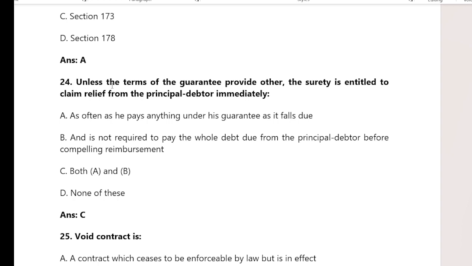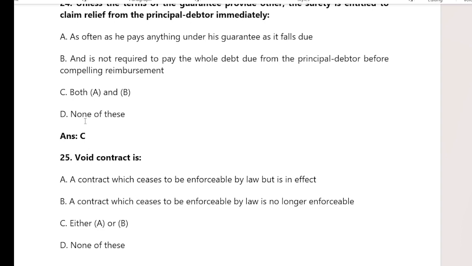And the next question is, unless the term of the guarantee provides otherwise, the surety is entitled to claim relief from the principal debtor immediately. Option A, as often as he pays anything under the guarantee as it falls due. And option B, and is not required to pay the whole debt due from the principal debtor before compelling reimbursement. Option C, both A and B. Option D is none of these. The right answer is both A and B.